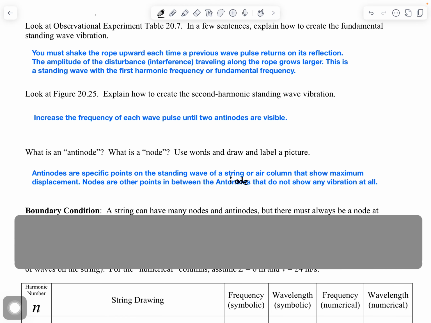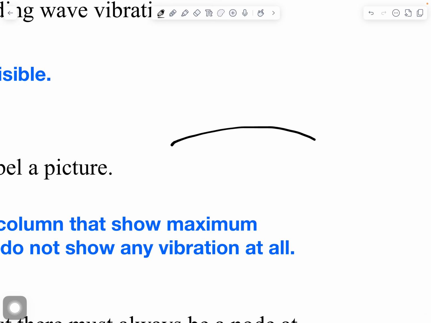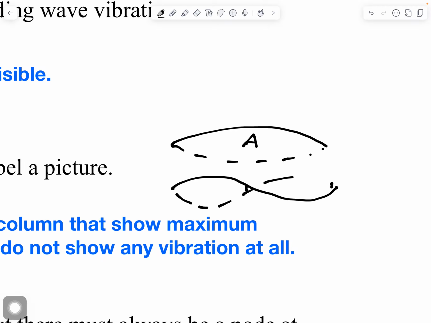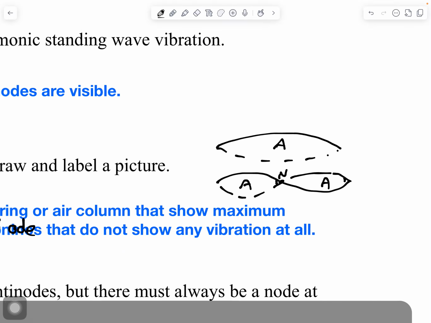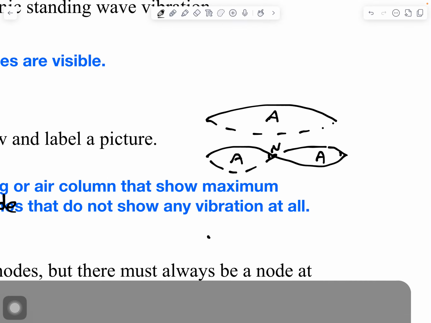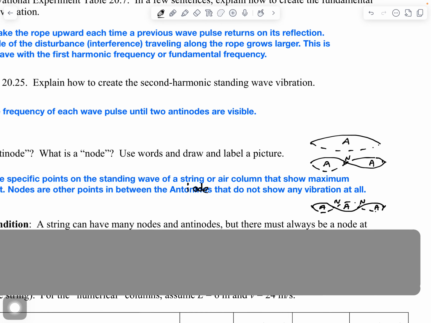Okay, in between the antinodes that do not show any vibration at all. So just a couple examples, right? This would be the first harmonic right here, one antinode, nothing more. This would be the second harmonic frequency, right? There's an antinode, there's a node in the middle, okay? Something like that. This would be the third harmonic. You can see one antinode, two antinodes, three antinodes, and two nodes separating them.